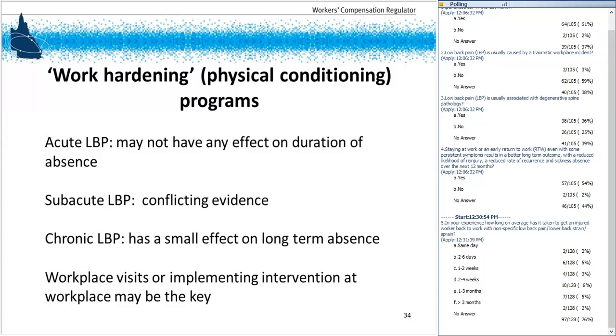Now, for workers who have acute low back pain, a work hardening program may not have any significant effect on the duration of absence from work. For workers with subacute low back pain, there is some conflicting evidence as to whether the duration of work absence is reduced with a physical conditioning program versus usual care. And for workers with chronic low back pain, there appears to be a small effect in reducing work absence compared with usual care when followed up at 12 months.